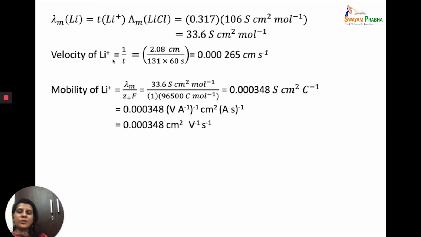Now if you want to find out the velocity of lithium ions, the velocity will be 2.08 centimeter divided by 131 into 60, and you get it in centimeter per second. So what is the mobility? Lambda m upon Z plus F. We know Z plus of Li plus is 1, we divide by F and we get this value. We can make the necessary conversions here to get the mobility of lithium ions in the units that we desire.